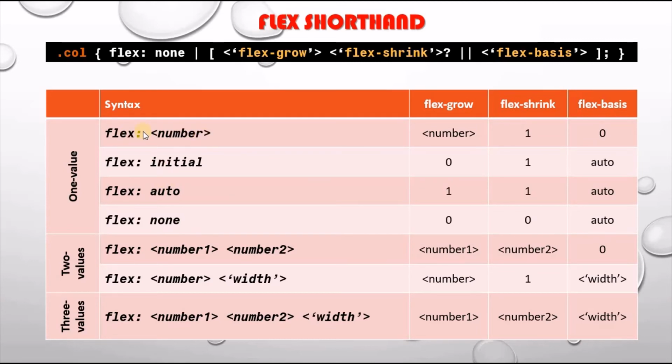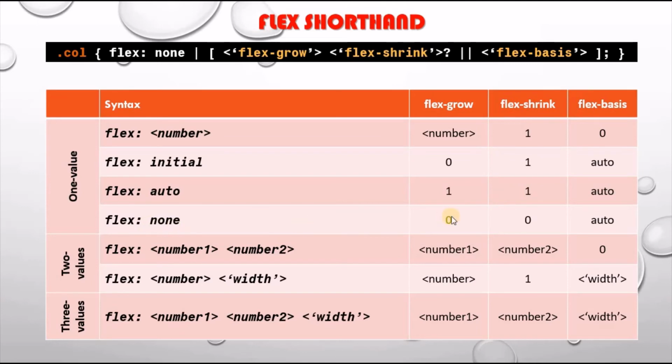So the first one is when you say flex and then put a number, right, that number will be assumed to be the flex grow, and flex shrink is set to 1 and flex basis is set to 0. And initial, it assumes that flex grow is 0, flex shrink is 1, and flex basis is auto. This is the default. And flex auto, it says flex grow to 1, flex shrink to 1, and the flex basis to auto. That means it is allowed to grow and to shrink, and is taking into account its main size, which may be the width or height depending on the main axis.